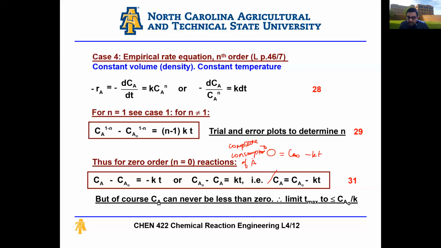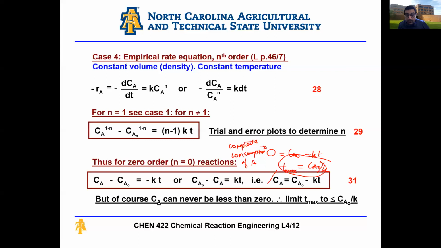So I have A, a zero order reaction. A is completely consumed, final A is 0, my initial is here. So the reaction time, or the maximum possible time, is usually denoted T max. This is equal to Ca naught divided by k, right? This is my maximum possible time for this reaction. Something to remember when dealing with zero order reactions.